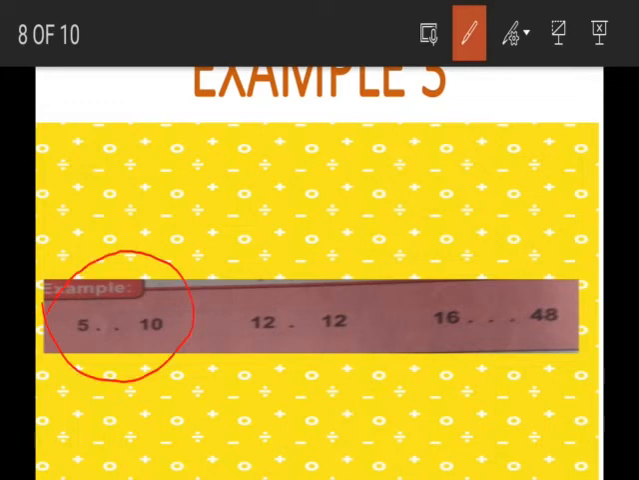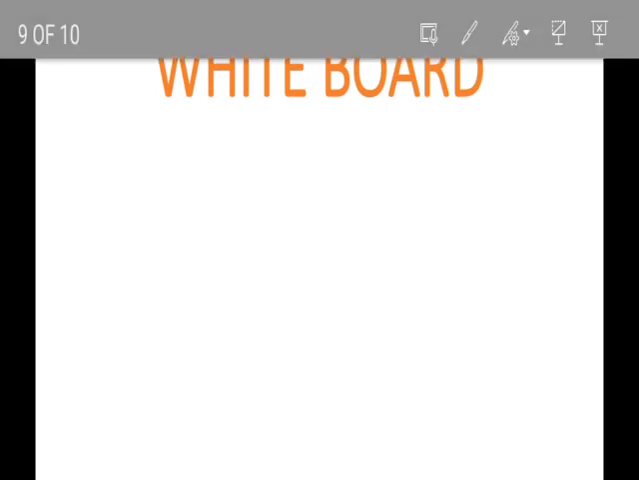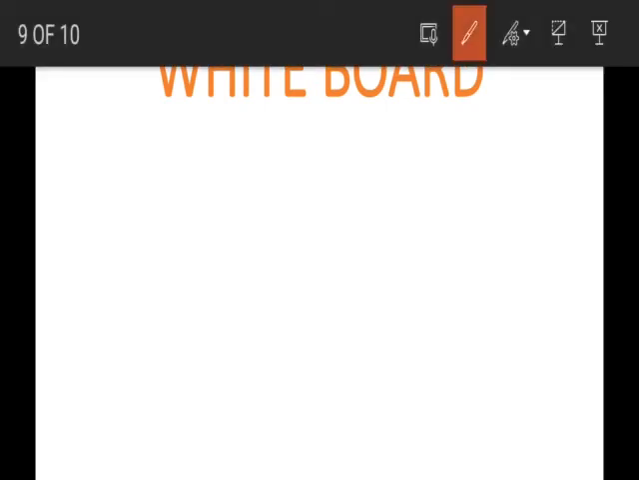In this first sample, one dot is times 1, 2 dots is times 2. Since there are 2 dots behind 5, you're going to multiply 5 by 2 to get 10.